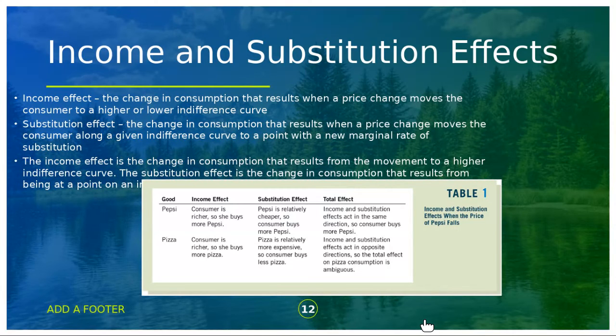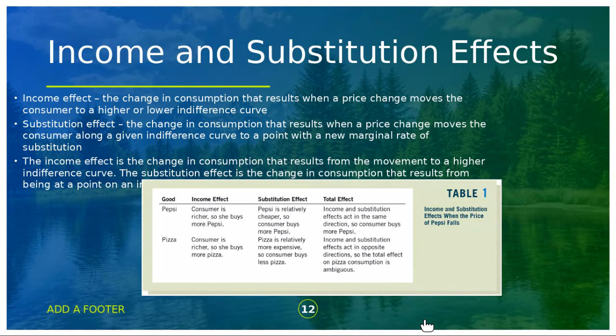So let's just assume for a moment that the income effect is that both Pepsi and pizza are normal goods, and so the consumer will consume more Pepsi and more pizza. But the substitution effect is that we've changed the price of Pepsi to where it's relatively cheaper, meaning the consumer buys more Pepsi, while pizza is relatively more expensive, so the consumer buys less pizza.